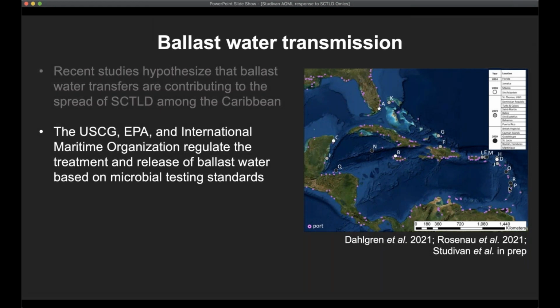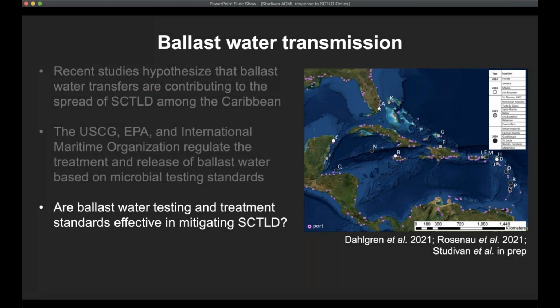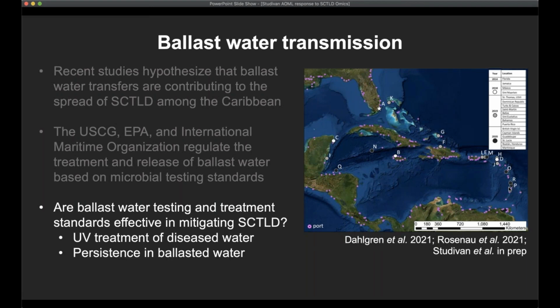There are several regulatory agencies that already manage the treatment and release of ballast water, as well as the management of microbial testing standards to make sure that all ships are following the regulations and have functioning treatment systems on board. And so we set out to test whether ballast water testing and treatment standards are effective in mitigating SCTLD. This would require really no additional action in combating the spread of the disease from ships.